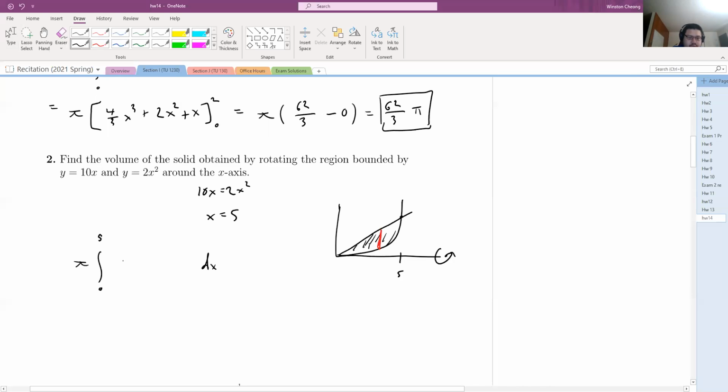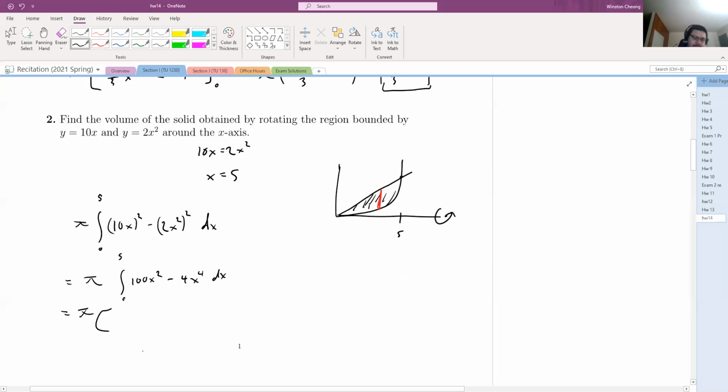Okay, and we want to square the big radius and then subtract off squaring the small radius. So the big radius in this case is the line 10x, and we want to square the parabola. And we can just go ahead and compute this. First I want to simplify the inside: 100x squared minus 4x to the fourth, and then I want to integrate this.